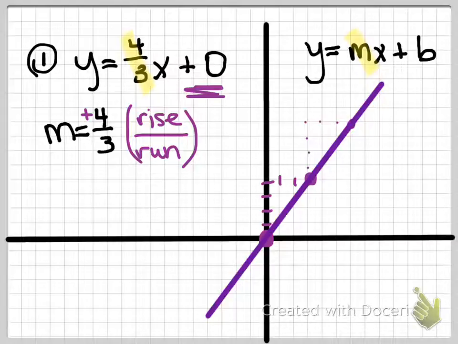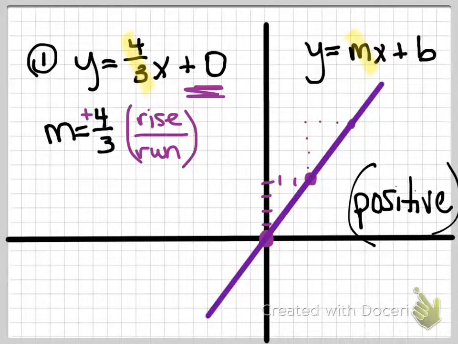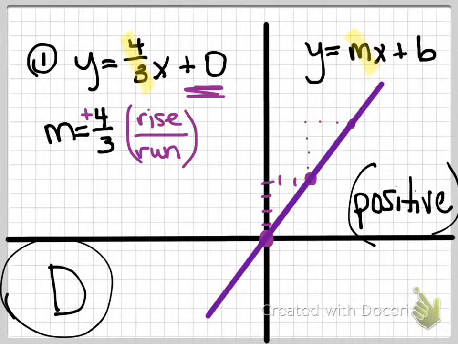So if you look at your answer choices, it can't be B or C because those are pointing downhill from left to right and would be a negative slope. This goes uphill from left to right, so it's a positive slope. So the only options this could be would be A or D. Well, A crosses the y-axis at -1. So in picture A, your y-intercept was -1. Our y-intercept was 0. So the correct answer would be D. So we'll do one more of these.